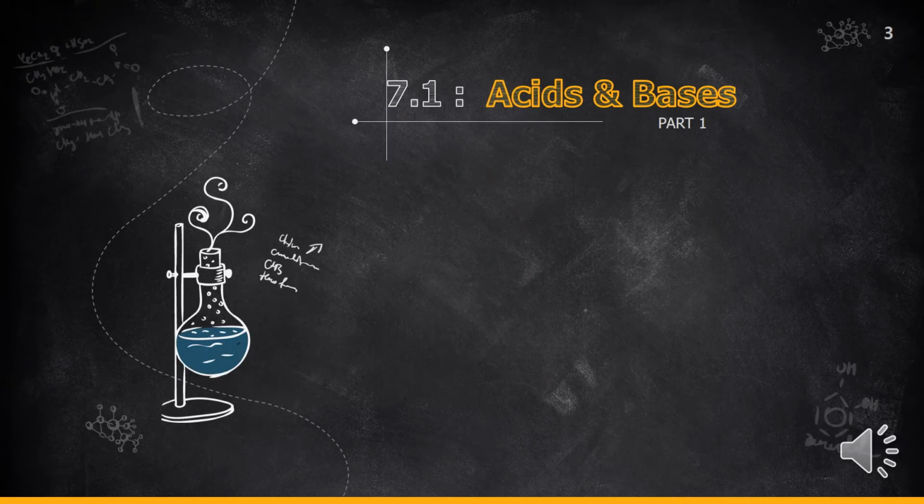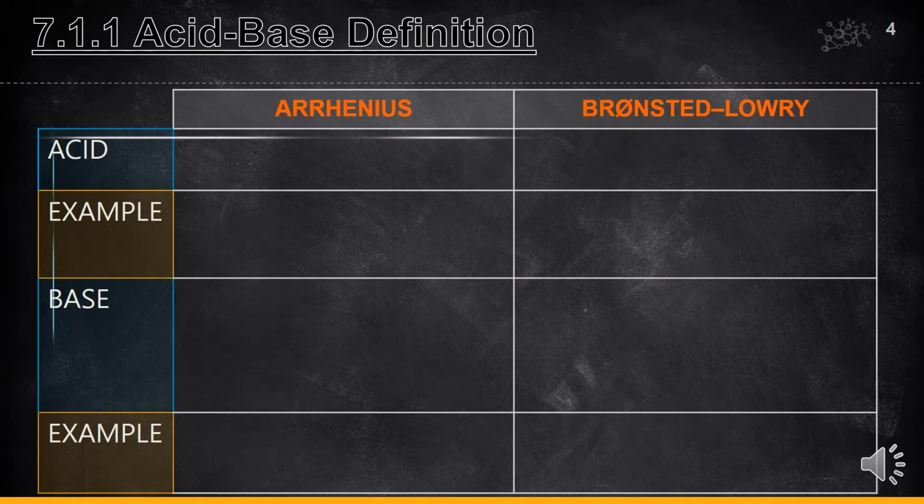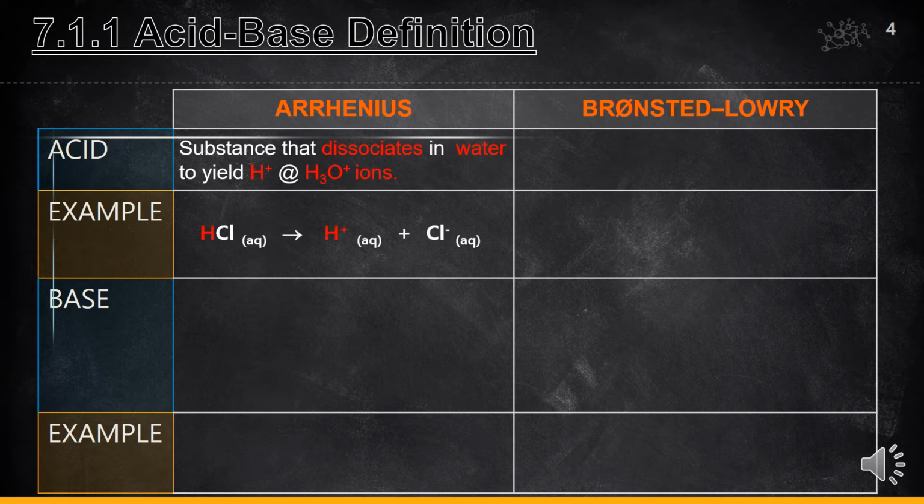7.1 Acids and Bases, Part 1. There are two definitions for acid and base. According to Arrhenius, acid is a substance that dissociates in water to yield hydronium ion. For example, the hydrogen chloride acid will dissociate in water to produce hydronium ion H+, and chloride ion Cl-.